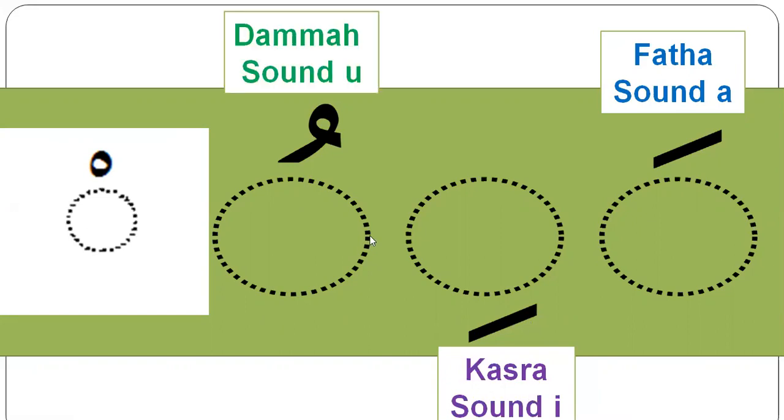The next one is Dammah, and it has the sound of U, and it is a small waw that comes on top of the letter. And we have sukun, and it is a small circle that comes on top of the letter, and this one tells that the letter has no vowel, no fatha, kasra, or damma, then it is a stopping vowel. So let's practice.